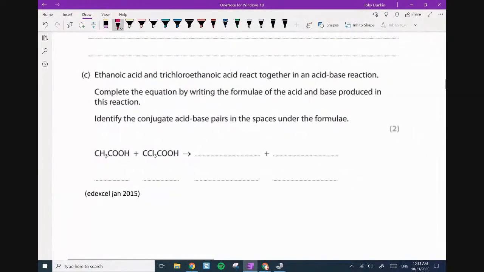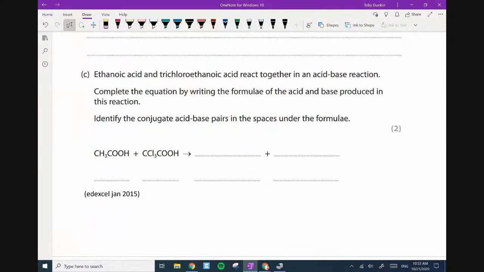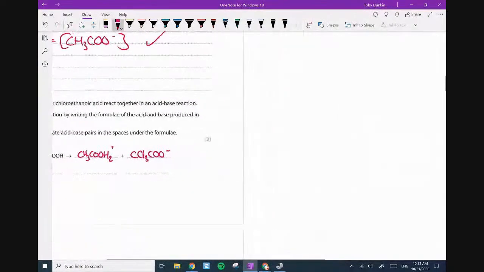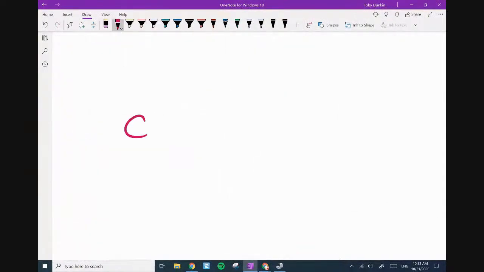I'm loving it. Ethanoic acid and trichloroethanoic acid. So we now know that this guy is stronger than this guy. So we're going to have protonation. So we're going to have CH3COOH2 plus. And we're then going to have CCl3COO minus.